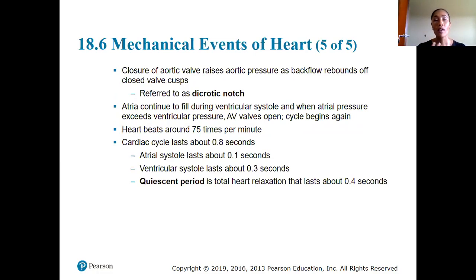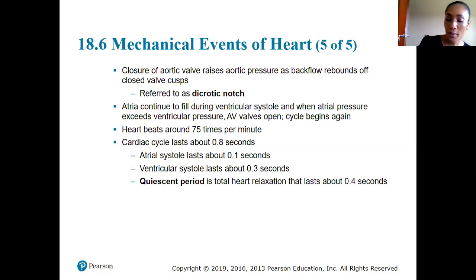So the normal heart beats around 70 beats per minute. The cardiac cycle lasts only about 0.8 seconds, so less than 1 second. Atrial systole will last about 0.1 second, and ventricular systole will last about 0.3 seconds. The quiescent period is total heart relaxation that lasts about 0.4 seconds.